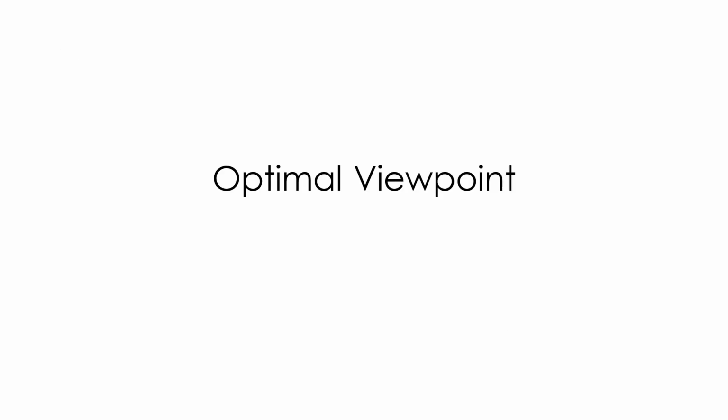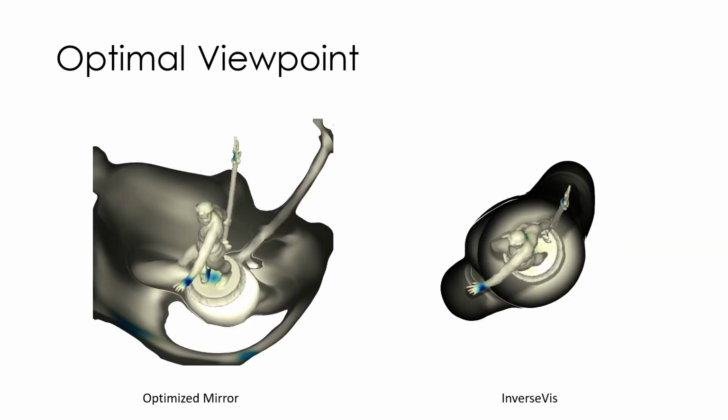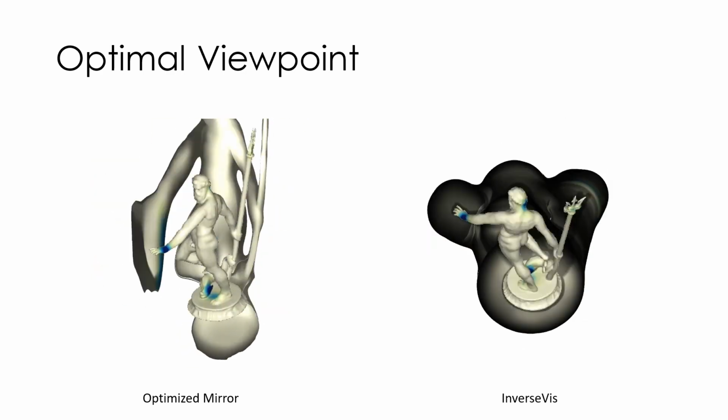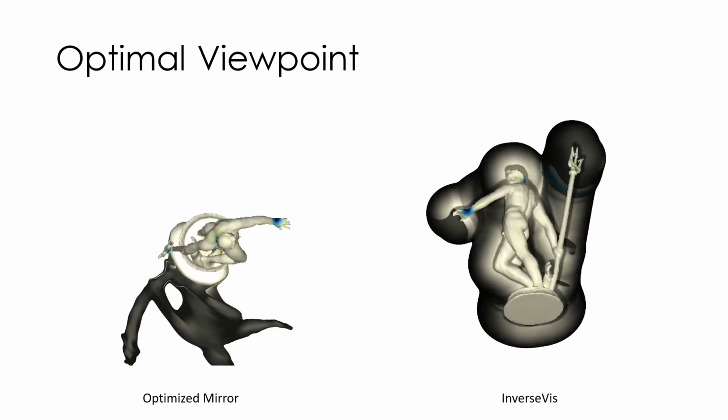We also have the option of finding optimum camera positions to see as much as possible at once. We use the simulated annealing approach to find the optimum camera positions. This guarantees that we find a global solution to the optimization problem. Here we can see how the method finds the optimum camera position for the optimum mirror and for InverseVis, as well as the optimum parameters for each method.